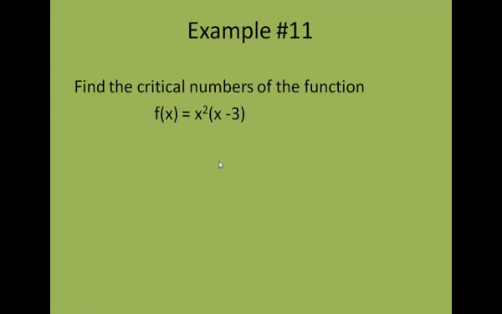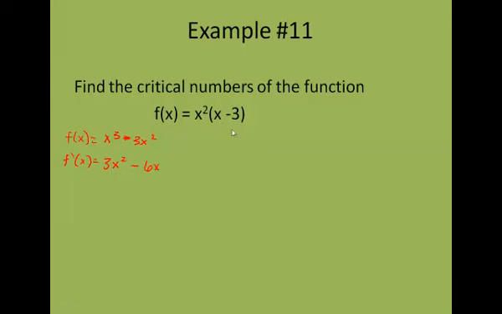Example number 11, find the critical numbers of the function. So I'm going to be really lazy about this, and I'm going to rewrite my function because I'm going to avoid the product rule. I'm going to rewrite this by distributing that x squared. So now to derive this, I'm going to just have to use the sum and difference rule and then the power rules. So there I have it.